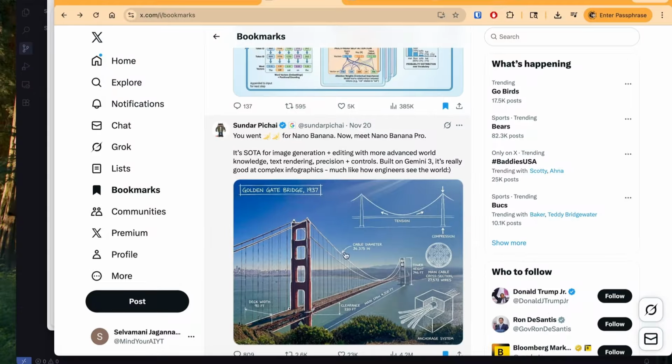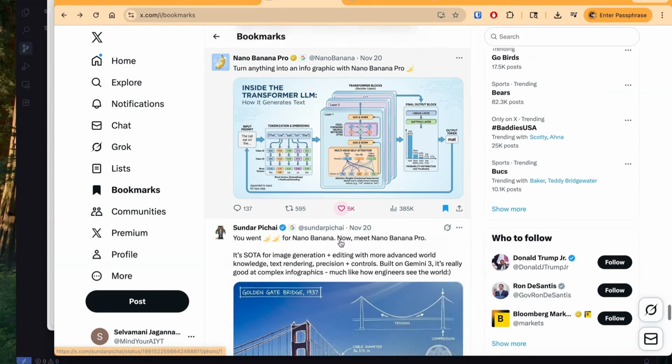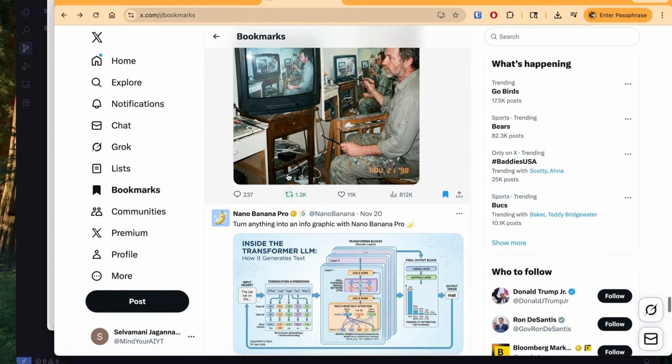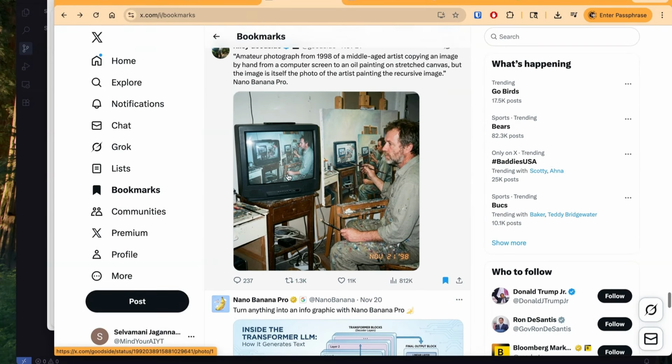This is the other one that Sundar posted, which we did with the Brihadishwara temple, Thanjavur as well. It's an infographic of the Golden Gate Bridge. This was posted by Google, Nano Banana Pro. They explained how Transformer works. They created this flow chart and it's perfect. It just explains it very well. No problems at all. Very professional looking as well. All these outputs are coming with just one or two lines of prompting, right?